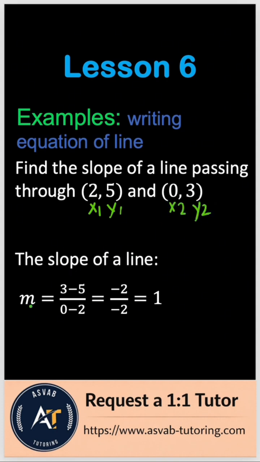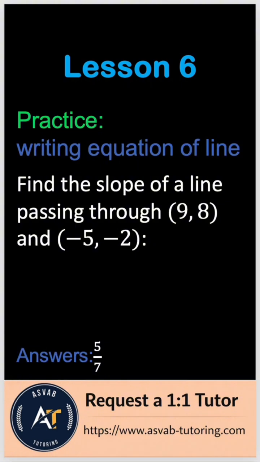So the slope of a line is m equals (y2 minus y1), which is 3 minus 5, over (x2 minus x1), which is 0 minus 2. So 3 minus 5 gives us negative 2, and 0 minus 2 gives us negative 2. So negative 2 and negative 2 cancel each other out, and we are left with 1 over 1, which simplifies to 1. Here we have a practice problem for you. Make sure you pause the video and do the problem by yourself, and after you're done, you can match your answer with the ones that we got.